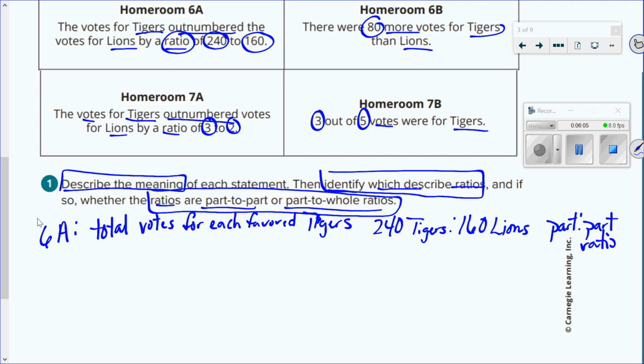So 6B, what is it saying? There were 80 votes. 6B tells what the difference between the two is. Gave the difference between the two. Difference between the votes.